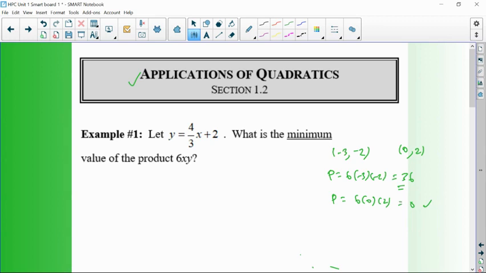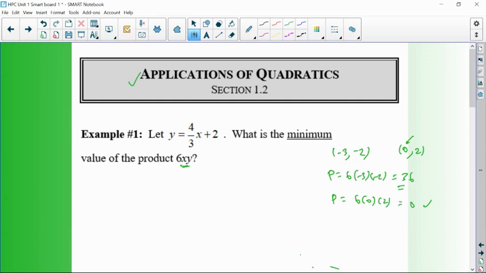So is 0 the smallest product? And maybe it's not even an integer. Maybe I have to pick a rational value, or it could be an irrational value. I don't know. So that's the idea here: what is the smallest possible value of this product, given any xy pair that fits that graph, times 6? And is there a way that we can systematically or very efficiently find this without guessing and checking?